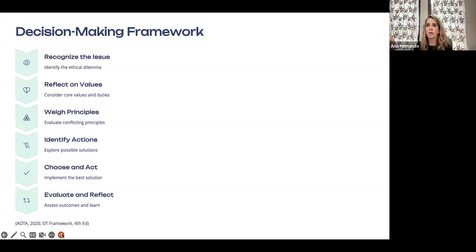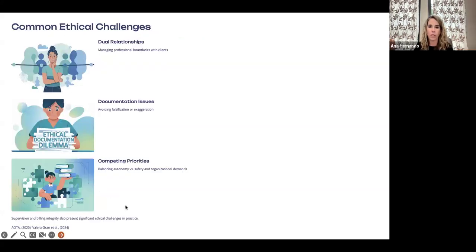The reflective cycle helps us become more skilled over time. It's a continual process. It's never a one and done.